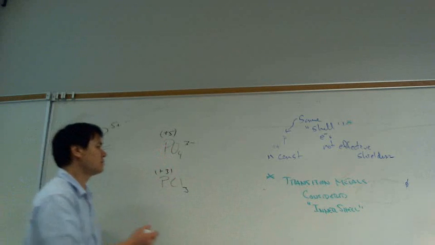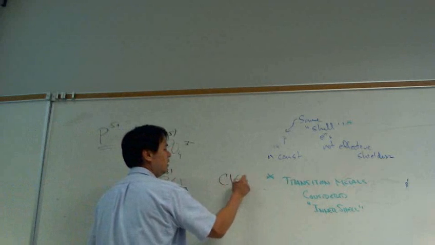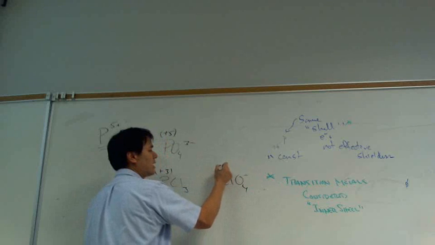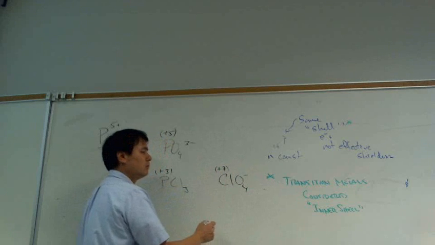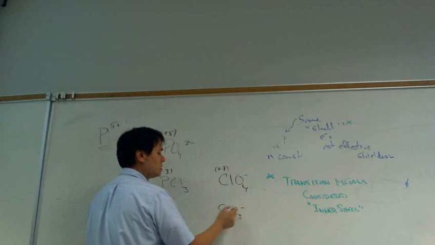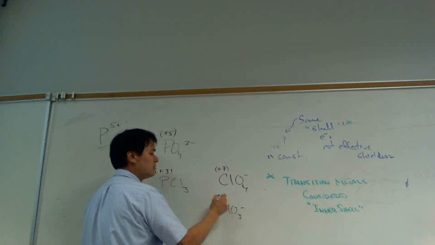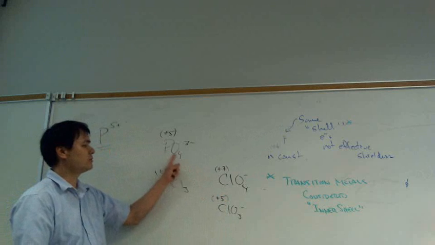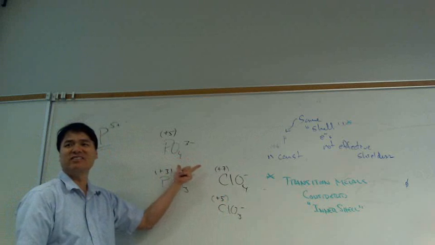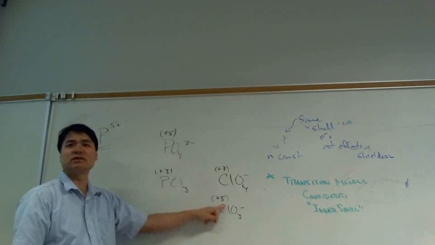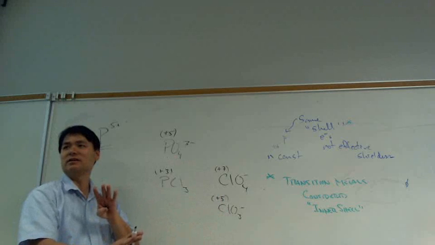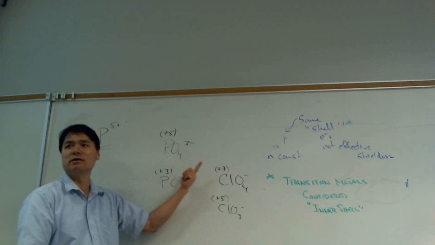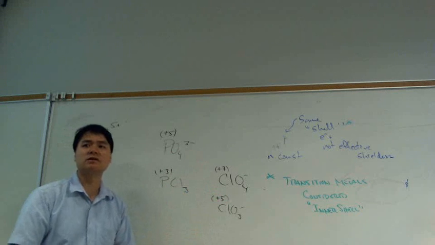But a lot of people ask me, well, what about ClO4 minus, with chlorine in the +7? Or what about ClO3 minus, with chlorine in the +5? Oh, I've got chlorine in the +5 here and phosphorus in the +5, they must be the same. No, not at all, because these are on different scales. This is like trying to compare Fahrenheit with Celsius, or trying to compare apples with oranges. It just doesn't work.